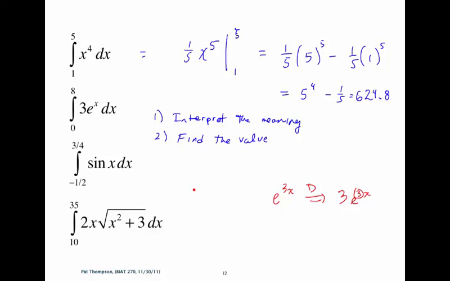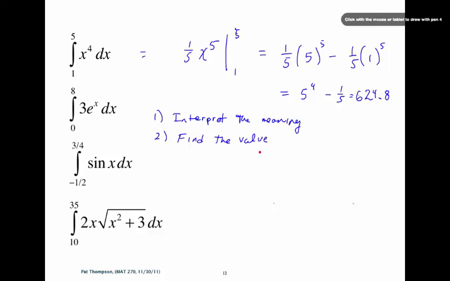E to the 1/3. No, it's still 3 in the end. Because the 3 is constant, so it becomes 3 times the integral over the interval of the x. It's still 3 to the x.